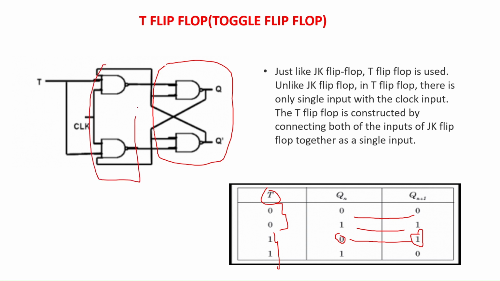In case of JK flip-flop, we have two inputs J and K, and so we have applied one input J for one NAND gate and another input K for another NAND gate. In case of T flip-flop, we are having only one input, and so we have applied this one input T as input for both the NAND gates. Both the NAND gates receive T as their input. Clock is applied to both the NAND gates because all the flip-flops are edge triggered.